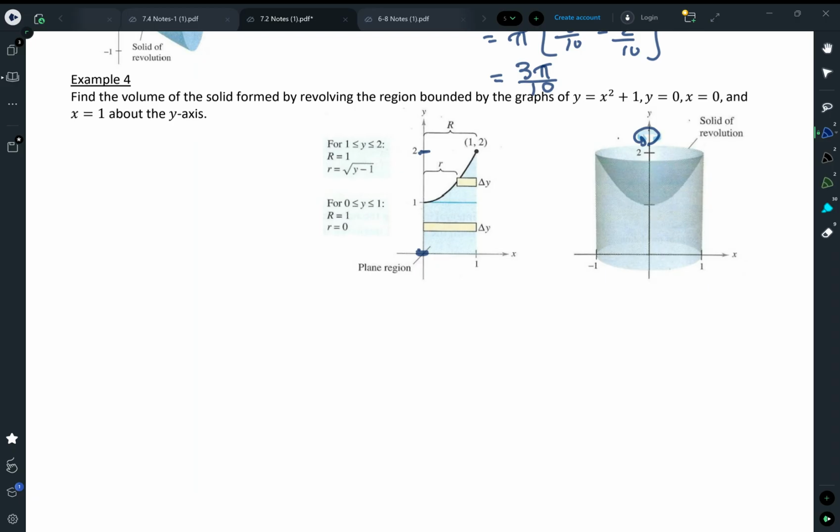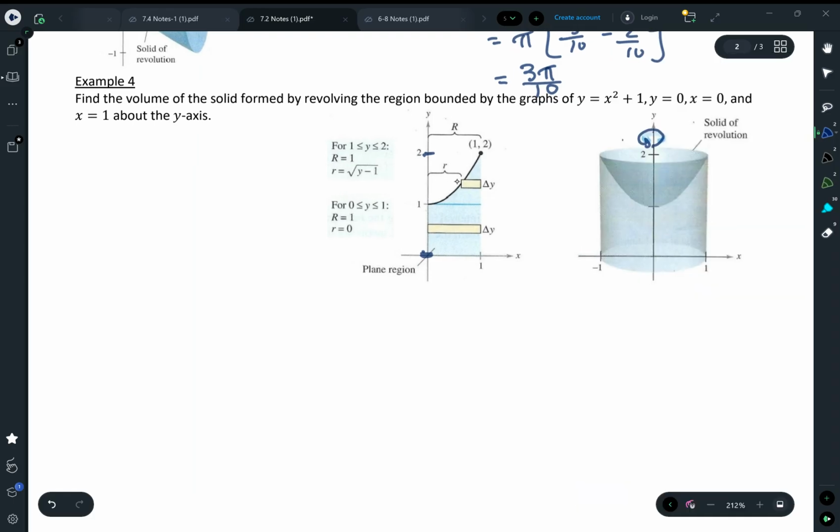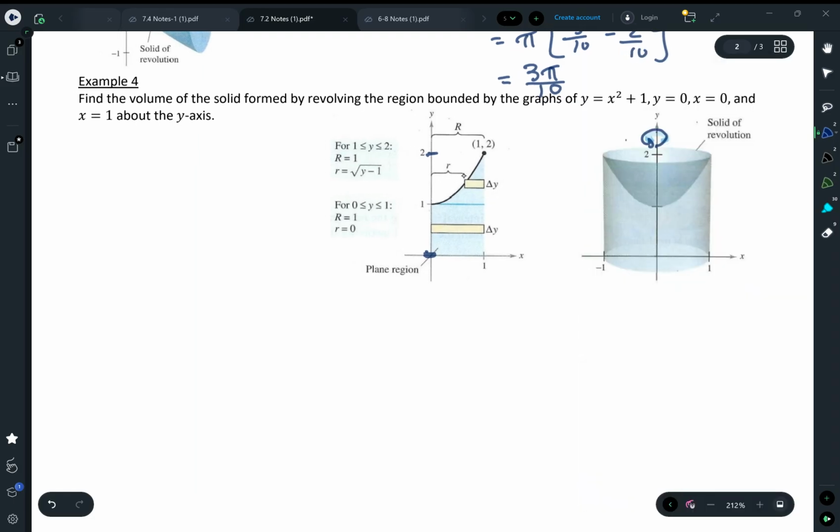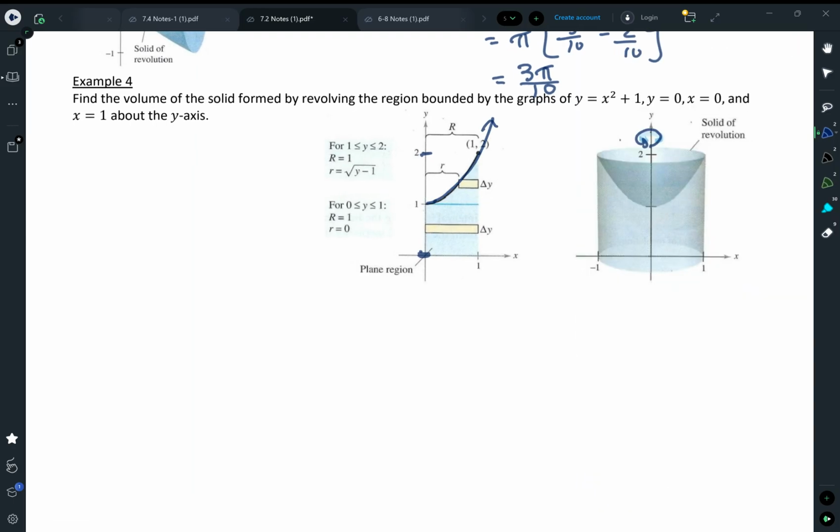It says to find the volume of the solid formed by revolving the region bounded by the graphs of y equals x squared plus 1. So this is that y equals x squared plus 1 right here. Y equals 0 would be this line right here. X equals 0, that would be the line right here. And x equals 1. So we're revolving that blue shape around our axis.